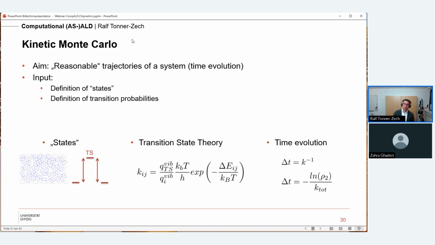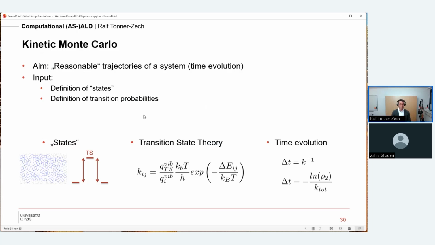And so the goal here is that we want to model the system's development over time. For example, you want to know, okay, in a few milliseconds, how many precursors adsorb to the surface and how do they react with each other. And you need some sort of input. So you essentially need all the reactions which are possible, the reaction thermodynamics and the reaction barriers. So this is the tedious part.